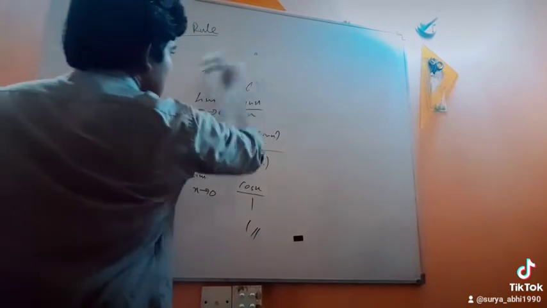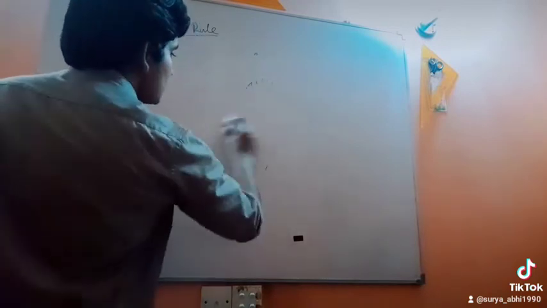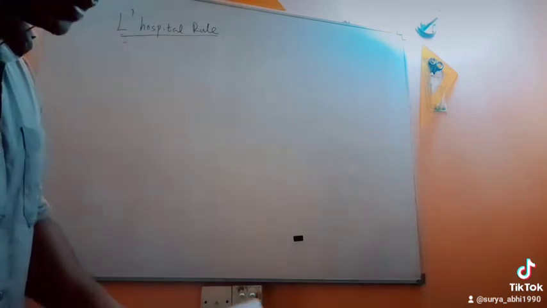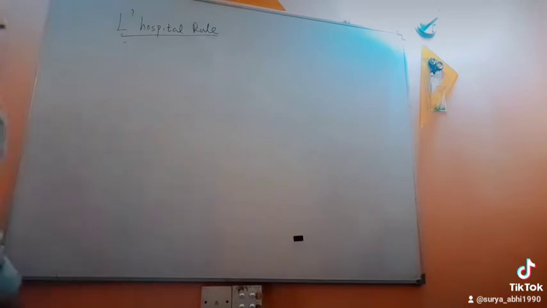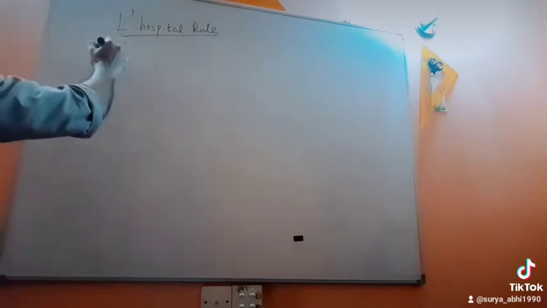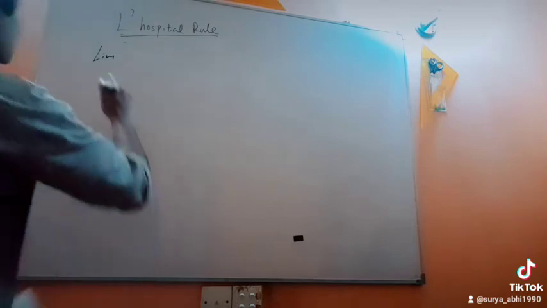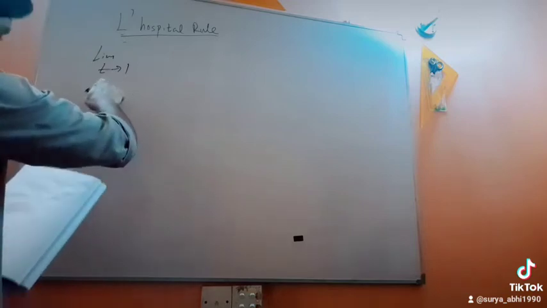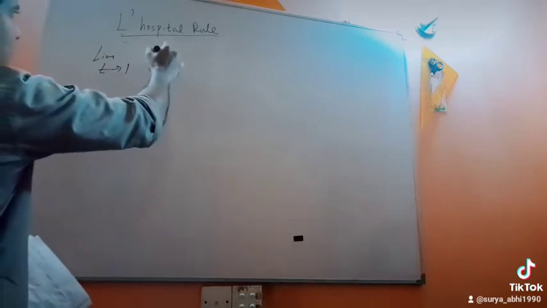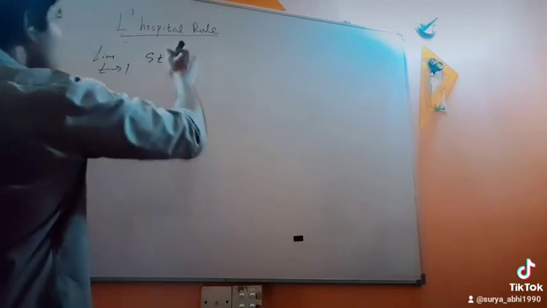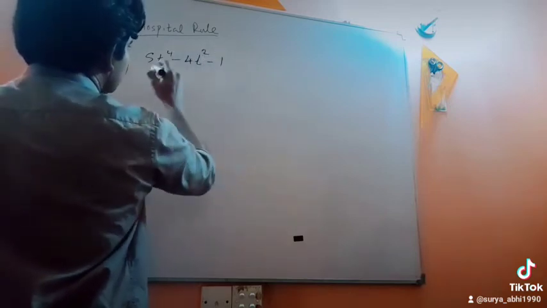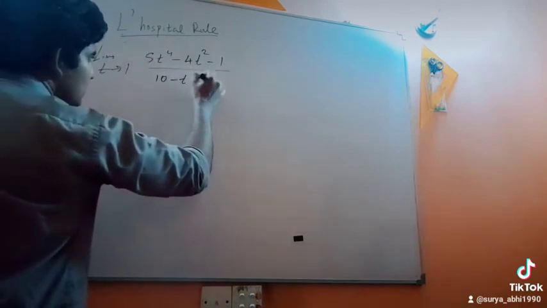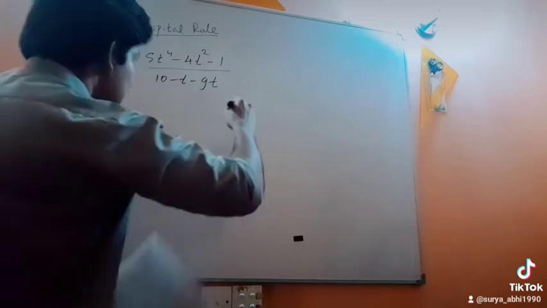I will erase this. Now consider a new problem. Say for example that you have the limit as t tends to 1 of 5t to the power 4 minus 4t squared minus 1, divided by 10 minus t minus 9t cube.